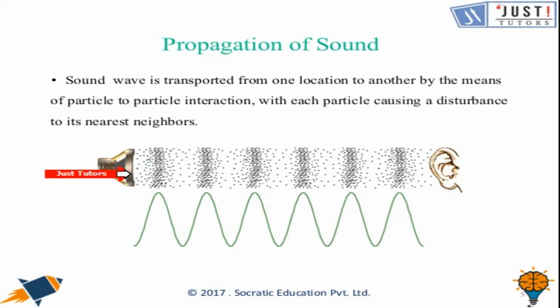So due to this object, these particles start vibrating, and due to these particles, the particles next to these particles start vibrating. In this way, the vibration moves, we can say that. The particle doesn't move, but the vibration, the disturbance moves. And this process continues until we get the sound. So this is the process by which sound propagates.